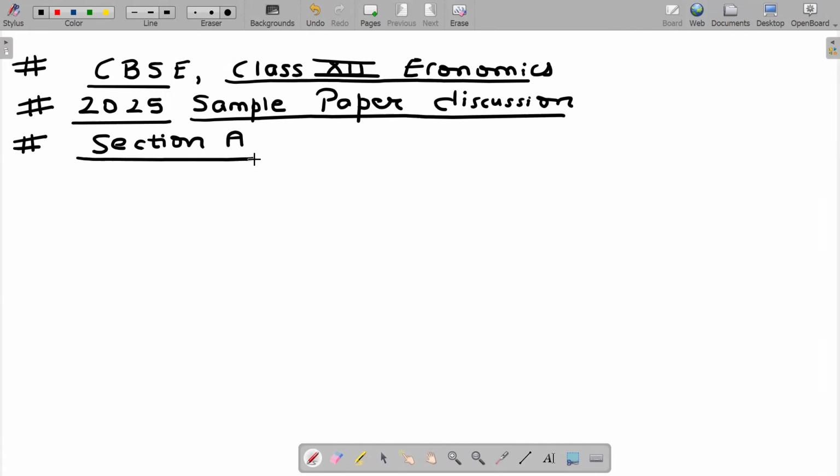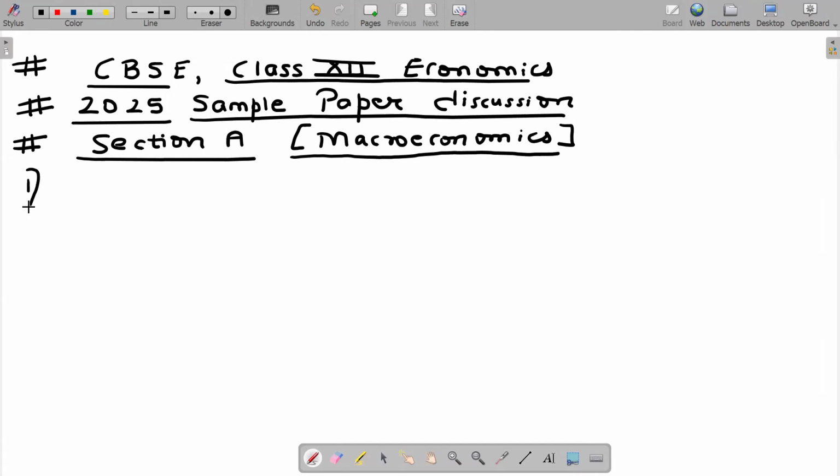Section A corresponds to macroeconomics problems. So all problems will be based on the macroeconomics module. Remember, the class 12th economics course as per the 2025 pattern has two modules, macroeconomics and Indian economy. We'll come to Indian economy a bit later. We are now starting with section A. Question 1.